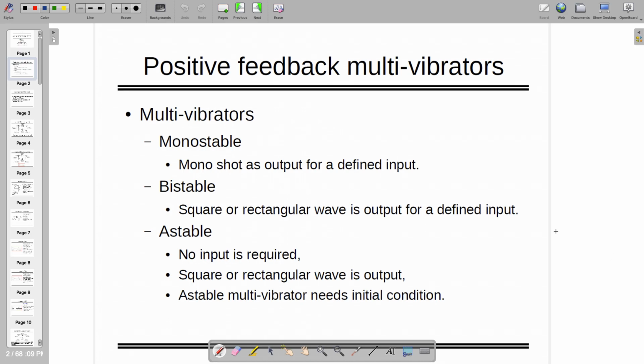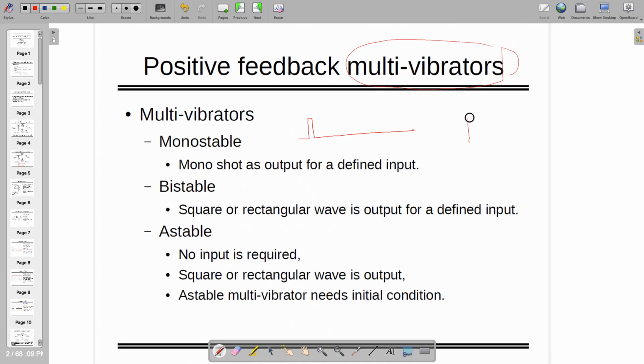First of all, there is one word called multivibrators. It's very popular. There are three kinds of multivibrators. One is called monostable, one is called bistable, and one is called astable multivibrator. So monostable multivibrator is the one whose output is monoshot. When I say monoshot, it's one impulse will be available at the output.